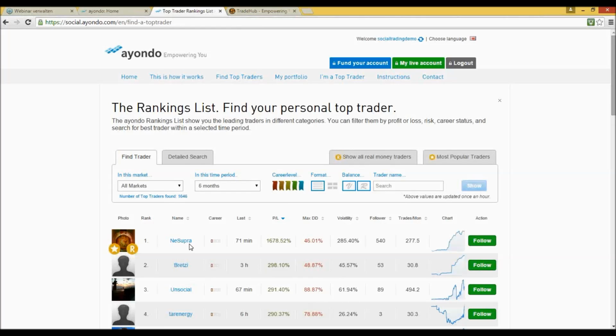So now we can see someone here called Any Supra, who has had a profit of 1,678% over the course of 6 months. But we can see he is a level 1 trader, which means he's taken excess risk of more than 25%. And we can see here clearly his drawdown, which is highlighted by max DD, which, as you can see when you hover your mouse over that tab, shows you exactly what drawdown means: the maximum cumulative loss in percent.